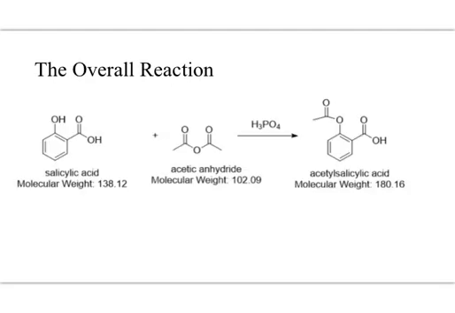All right, so the overall reaction involves the acylation of the OH group on salicylic acid. So the phenolic OH group gets acylated with acetic anhydride in the presence of phosphoric acid as a catalyst to give acetylsalicylic acid, which is aspirin. So we're only doing a single step reaction here. So this is an esterification reaction.